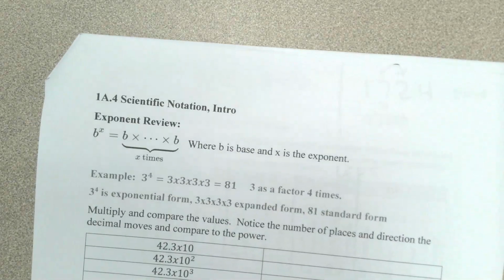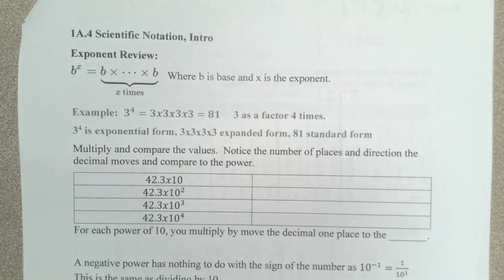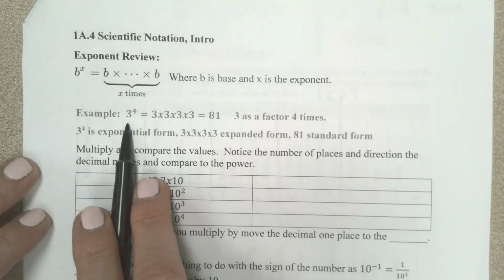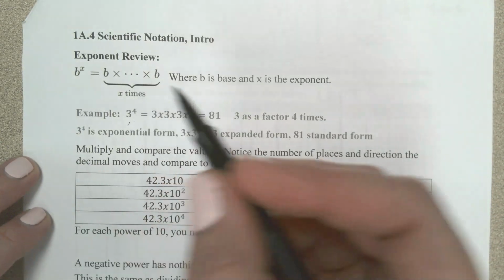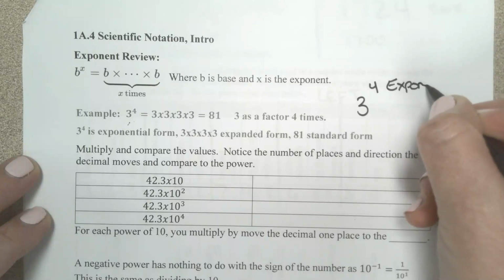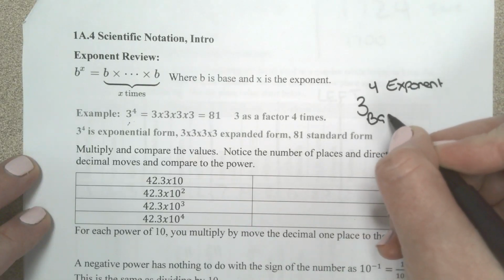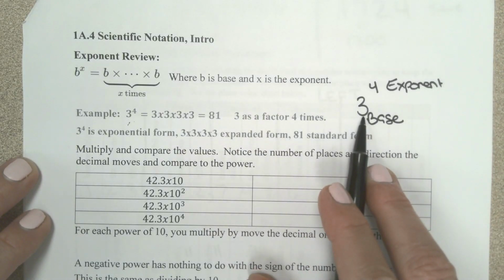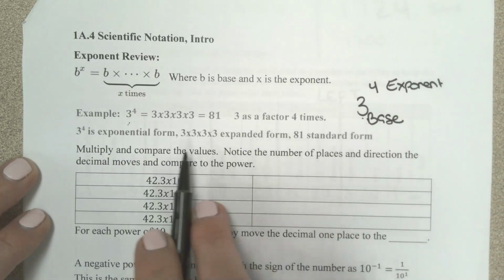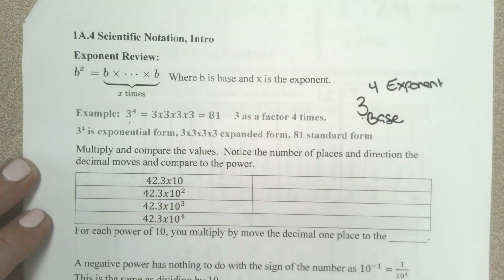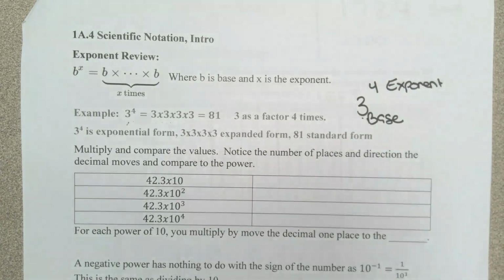Okay, one more section. It is scientific notation. All right, so in scientific notation, you have b to the x. So if you have 3 to the 4th, the 4 is called your exponent, and the 3 is called your base. And the exponent tells you how many times you multiply the base by itself. So this is the same thing as 3 times 3 times 3 times 3, and if you multiply that together, you get 81.